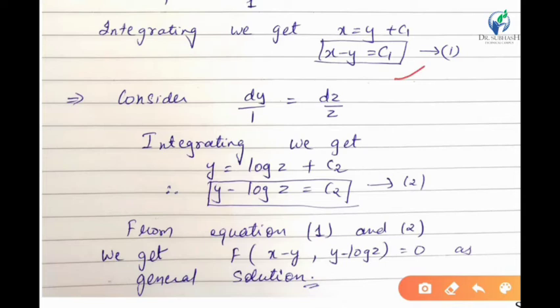Now for the second solution, I am taking the second and third term. Again, you can even take the first and third term. dy upon 1 equal to dz upon z. On integrating, we get y equal to log z plus c2. So y minus log z equal to c2 is my second solution. We can write this solution as f of x minus y and y minus log z equal to 0. So this is our general solution.